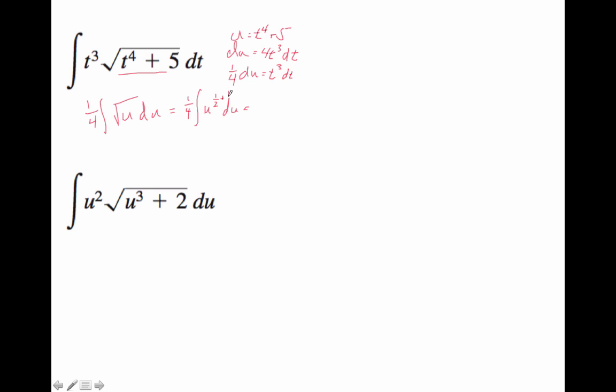So we'll add 1, divide by the new power, which is 3 over 2. So I get 1/4 times 2/3 u to the 3 over 2 plus c. I can multiply the fractions, so I get now 1/6. I'll replace u with t to the fourth plus 5, to the 3/2 plus c, and that is my antiderivative.